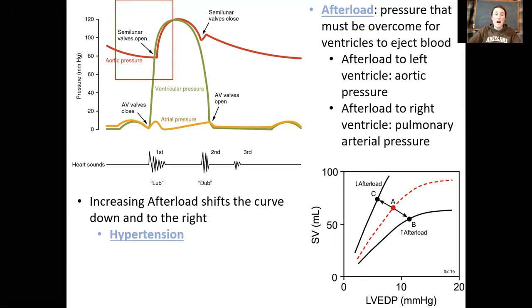And so the semilunar valves would not be open until all the way up here, right? And so there's very little time, very little opportunity for blood to actually leave the heart, because the valves are open for just a brief moment in time. And so for the same end diastolic volume, or the same pressure within the ventricle, we would have a lower stroke volume when the afterload is increased.